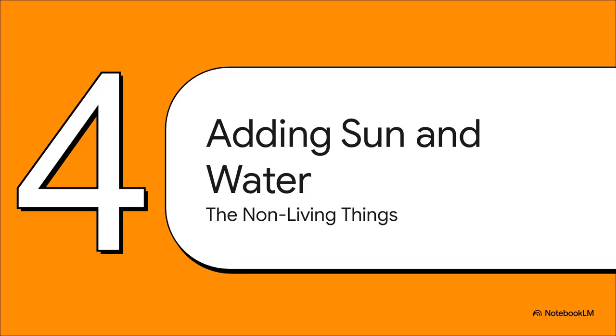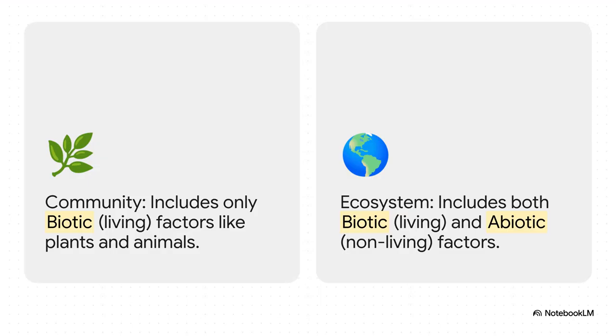Because you might be asking, well, what about the non-living stuff? What about the sunlight, the rain, the rocks? To bring them into the picture, we have to take one more step up that ladder. And that brings us to an ecosystem. This is the game changer. While a community is just the living, or biotic parts, an ecosystem includes both the living things and the non-living, or abiotic factors. This is where you see the whole picture of how everything works together.